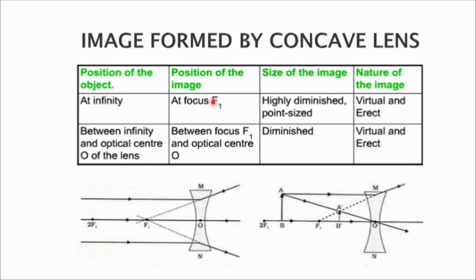Same thing, I summarize the information in a table. The position of the object at infinity, and between infinity and the optical center. These are the diagrams. Sometimes they may ask any one position or to summarize the information. So here also, what is the nature of the image? In both cases, virtual and erect. And the size of the image, here in the second case, is somewhat small. It is very small in size when the object is positioned at infinity.